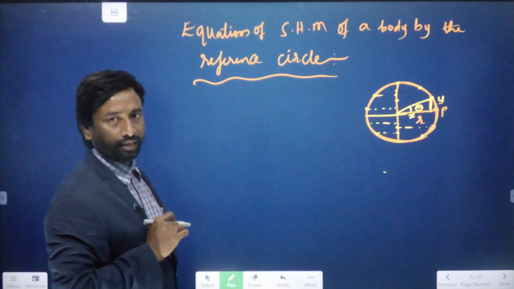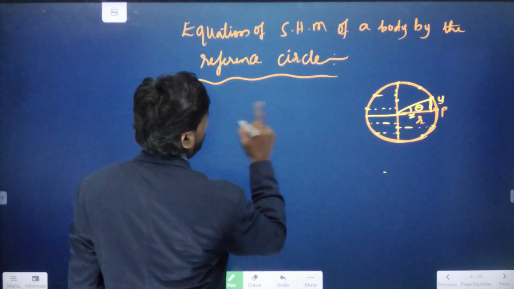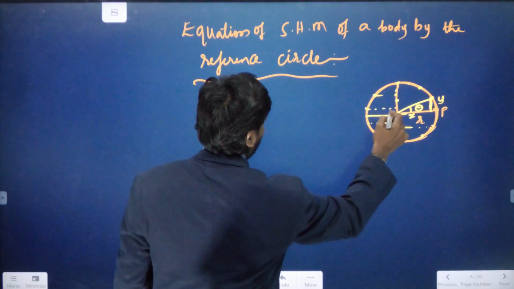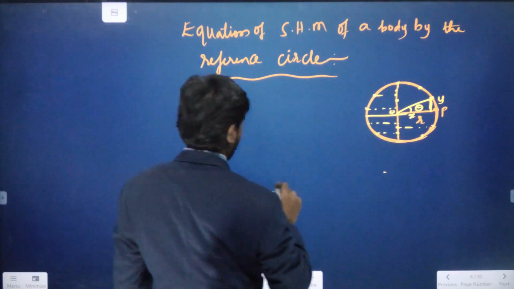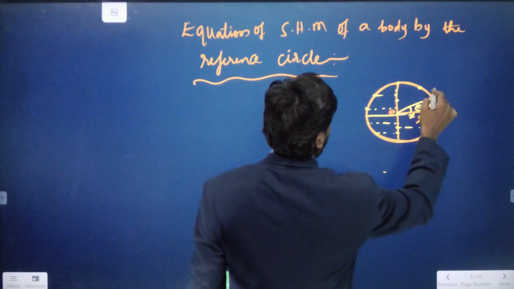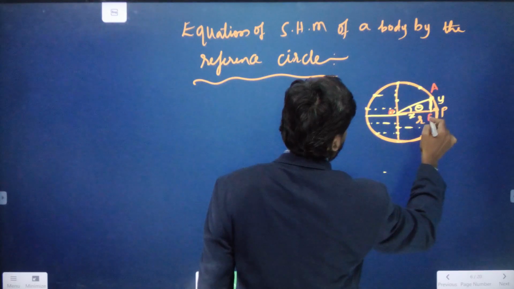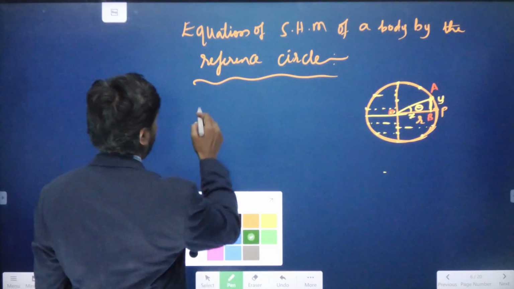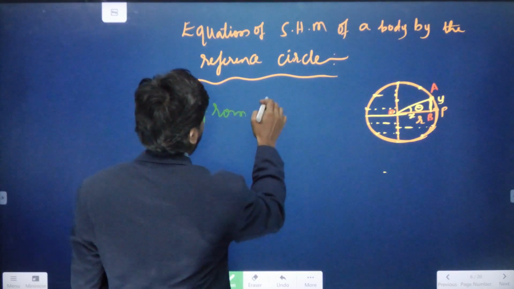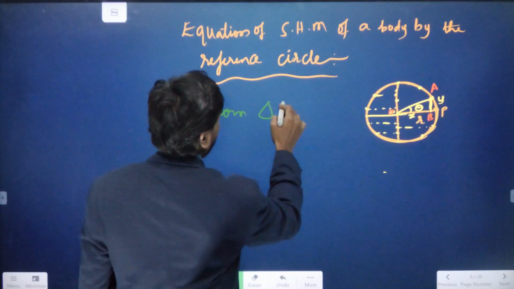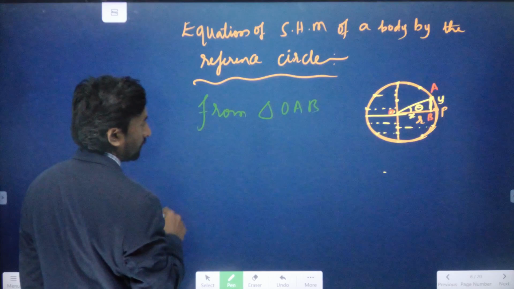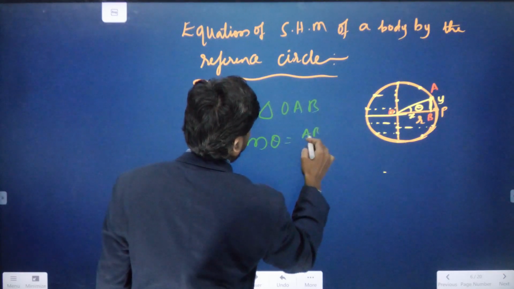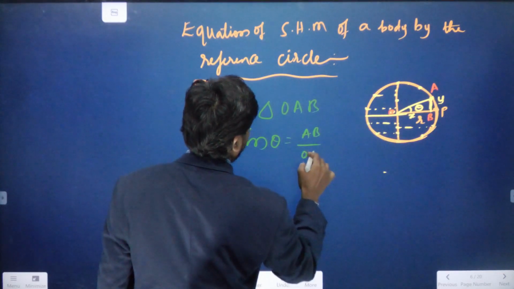We know that from the right angle triangle we can find it. We consider this as O, the center, this point is A, and here it is B. So from triangle OAB, we write sin theta. If you write sin theta, what will you get? Opposite, which is AB, divided by the hypotenuse, which is OA.